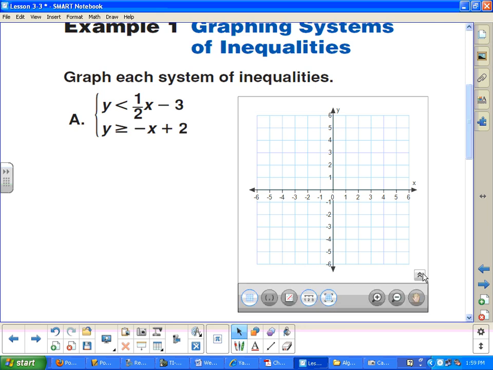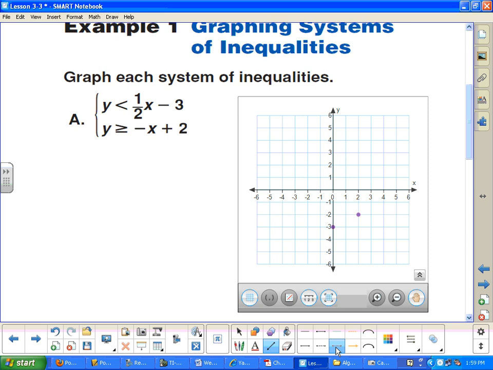Okay. All right, so we're going to graph these 2 systems. Now, how do I know whether I have a dotted line or a solid line? If it has the equals to, we're going to have a solid line. If it doesn't, it's going to be a dotted line. So our first one here, y is less than 1/2 x minus 3. That's going to be a dotted line. Okay, so I'll mark my y-intercept of -3. And my slope is 1/2, so I'll go up 1 and over 2 from there. All right. And the line I have here then is going to be a dotted line.